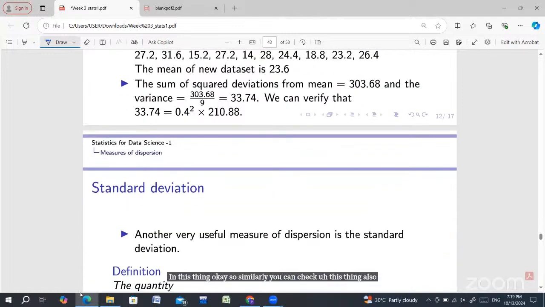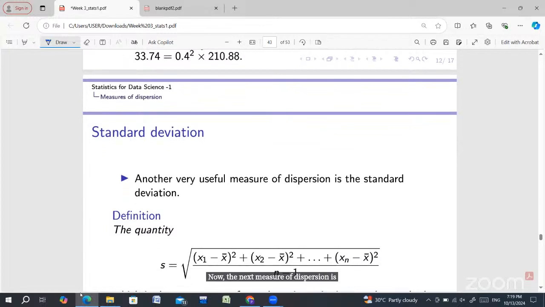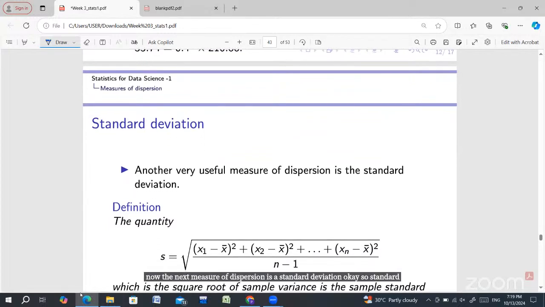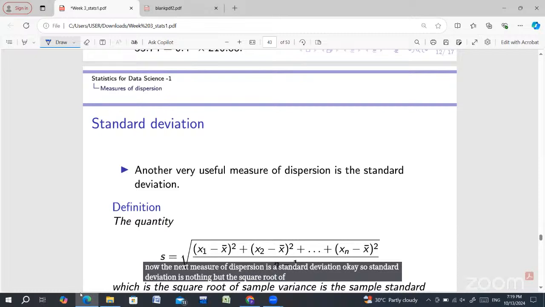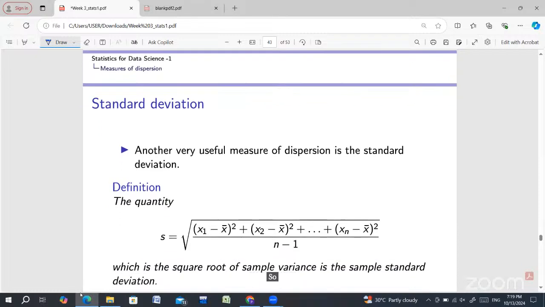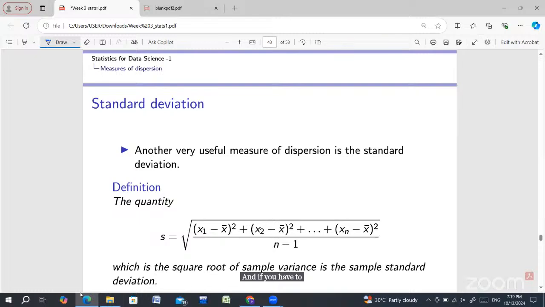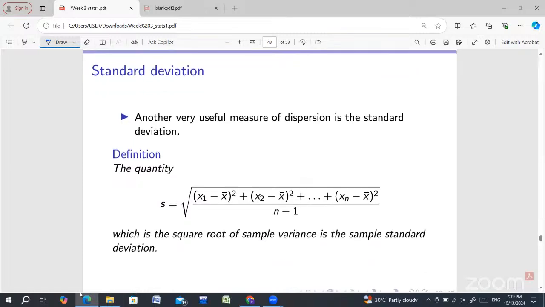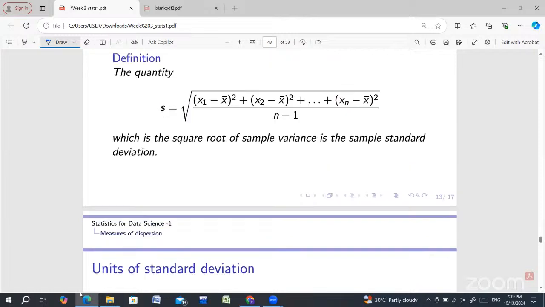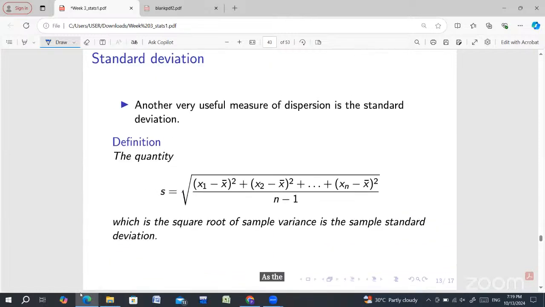Now the next measure of dispersion is standard deviation. Standard deviation is nothing but the square root of variance. So if you have to find sample standard deviation, then you will take the square root of sample variance. And if you have to find population standard deviation, then you will take the square root of population variance. Otherwise the procedure is the same for both.